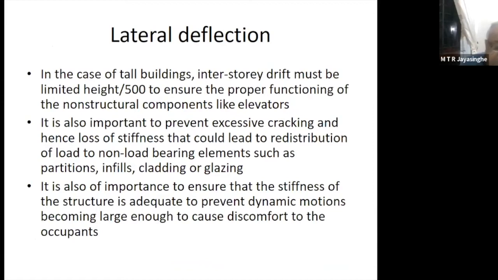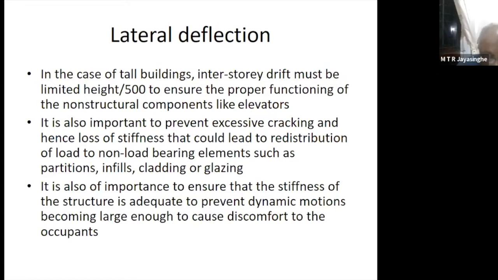So when it comes to lateral deflection of a structure, the lateral deflection should be controlled to height over 500. And sometimes we go for even height over 600, height over 700, but it depends on how much you have optimized. But generally, it's important to control the lateral deflection to height over 500. The relative drift between two consecutive floors also should be controlled very carefully. And height over 500 is a good indicator for that also.